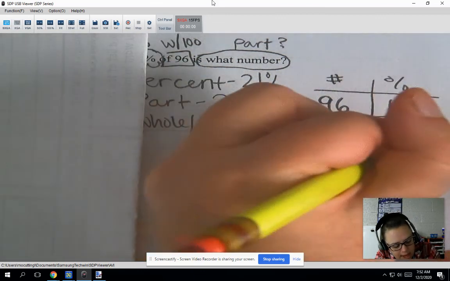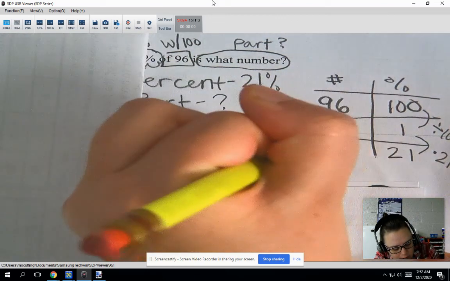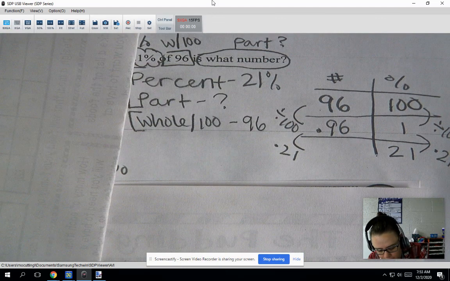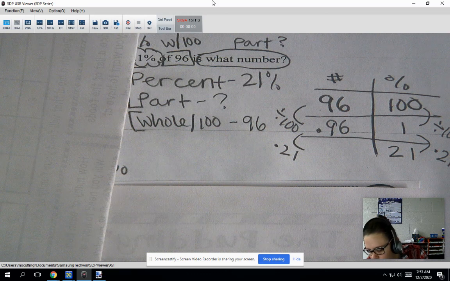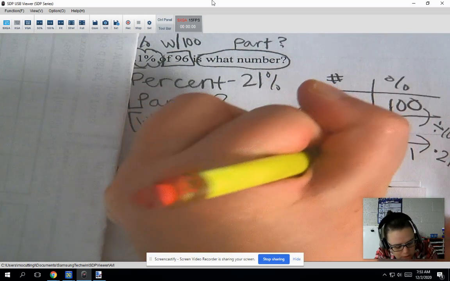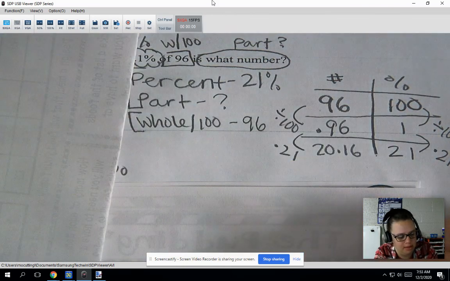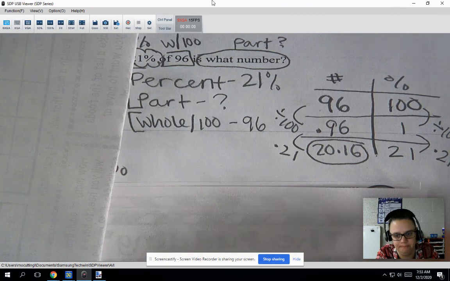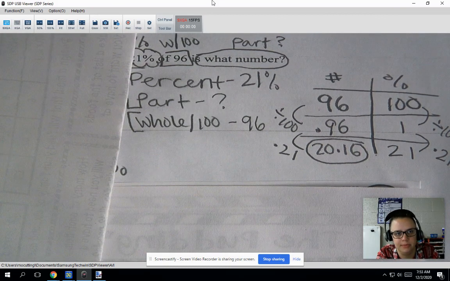Okay, and then times 21, times 21, and handy dandy calculator, 0.96 times 21 gives me 20.16. 20.16. That is my answer. That is hopefully your answer as well. Okay.